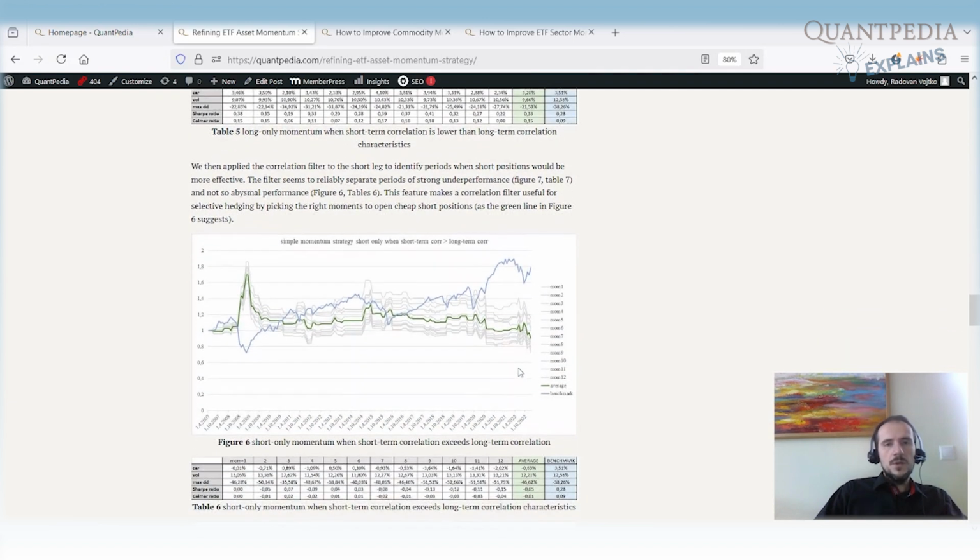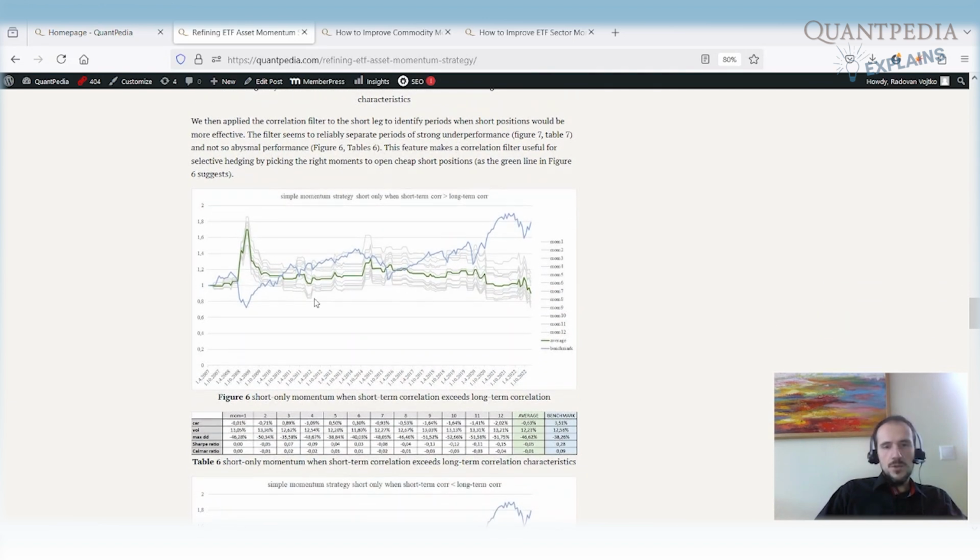And then we try to take a look at the short side, and on the short side we can see that the correlation filter significantly improved the short strategy. So the short leg of the momentum strategy. So what does it mean? Here we have a difference.